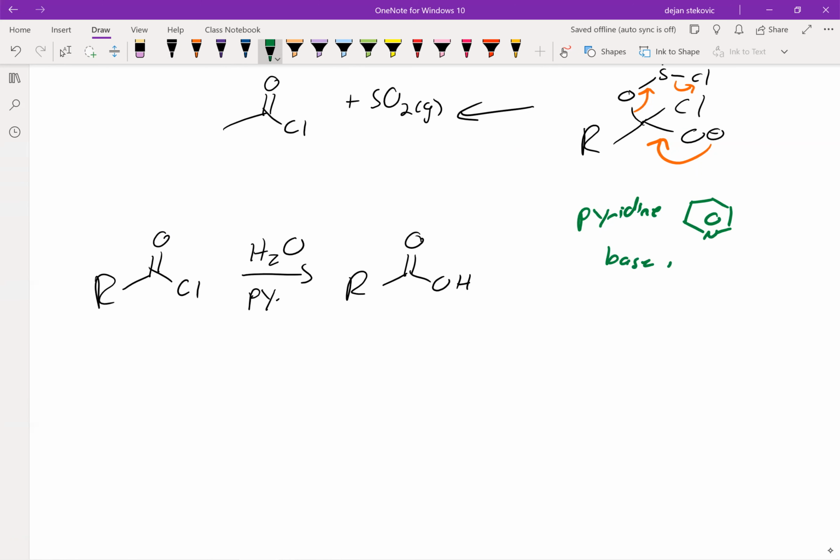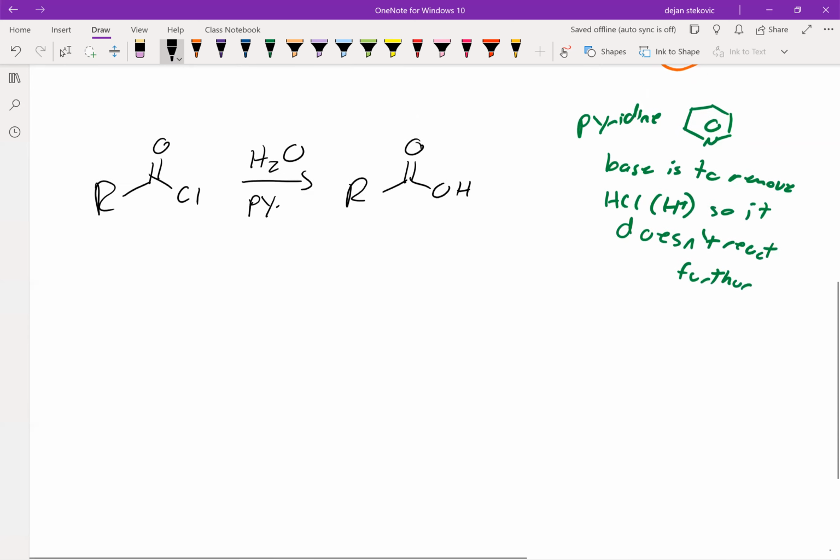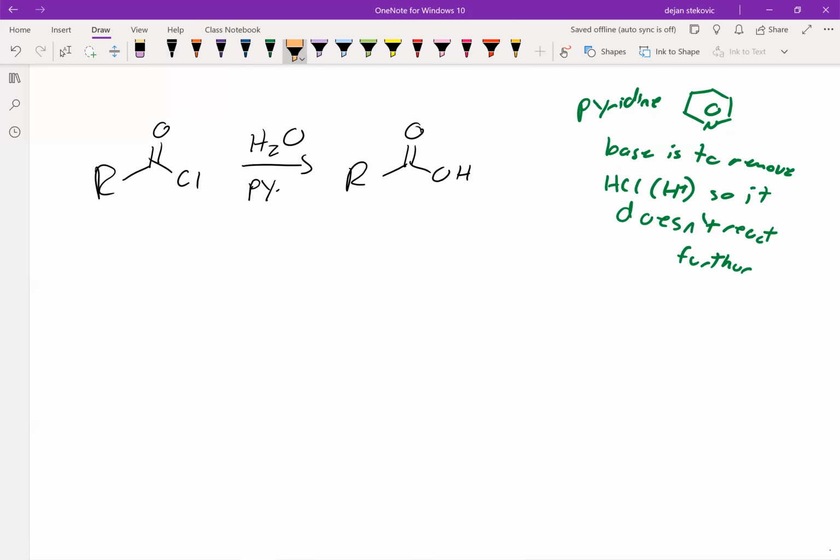And basically the base is there to remove any HCl, really H+, so it doesn't react further. So it's just a sponge of H+ to make sure that that H+ doesn't go and react further with the compound. But obviously, right, we can switch it to all kinds of different things. So you can use water if you want a carboxylic acid, or you can use some kind of alcohol if you want an ester instead.